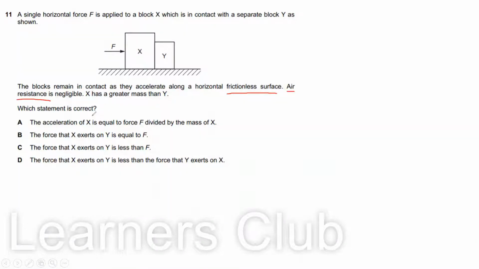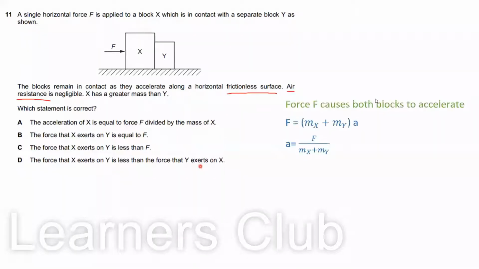Before going to the statements, let's find out the acceleration. The acceleration is for both the masses because the force acts on both the masses. So the force causes both blocks to accelerate. So force is equal to mass times acceleration. Mass should be equal to the combined mass of X and Y. Therefore, acceleration is equal to F divided by mX plus mY.